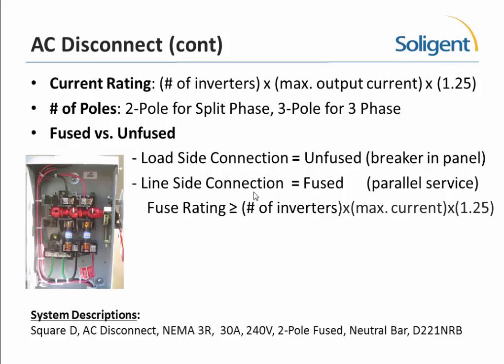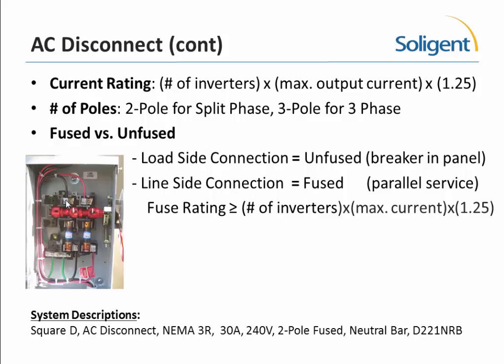On a line side, because we're parallel on this, as we talked about just a moment ago, there's nothing there to protect the wire. So we need a fused disconnect in a parallel service. And it's the same thing: the fuse rating, number of inverters, maximum current of each inverter, plus 25%. If we look at this illustration, we can see this is a fused disconnect.